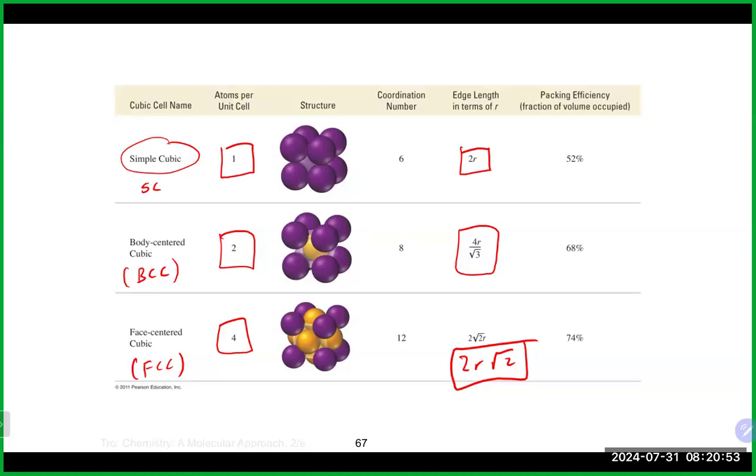And again, these are the important relationships as we go through this. Simple cubic has 1 atom, body-centered has 2 atoms, face-centered has 4 atoms, and how to calculate the edge length is really important as well to do these sort of calculations.